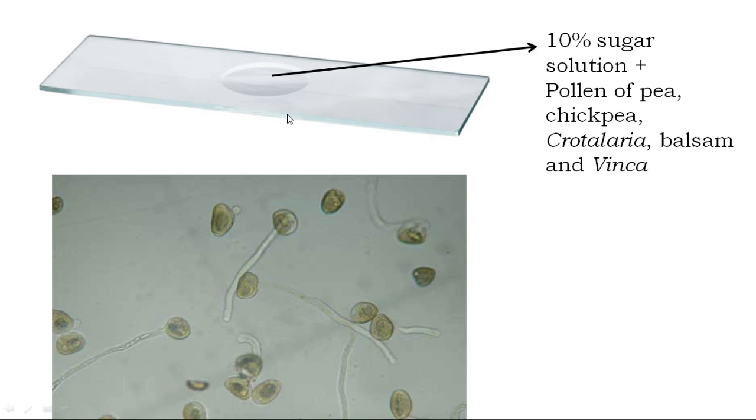Now in practicals also we will do the same thing. We will collect pollens of pea plants, chickpea, crotalaria, balsam, or vinca.